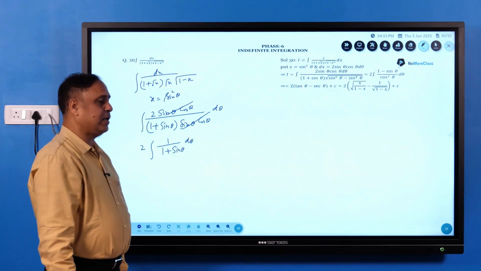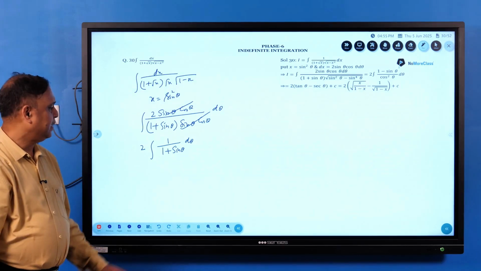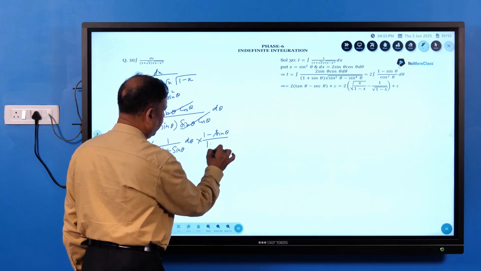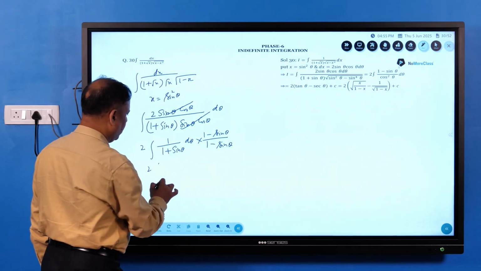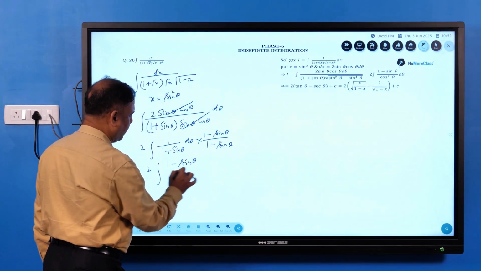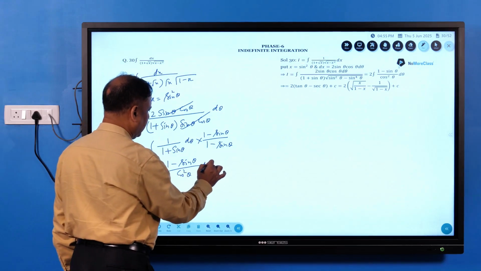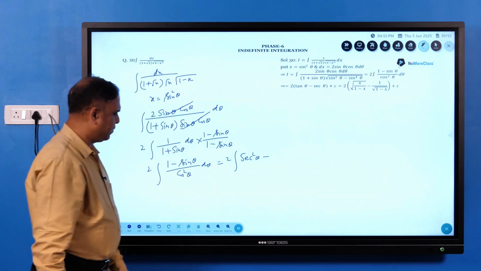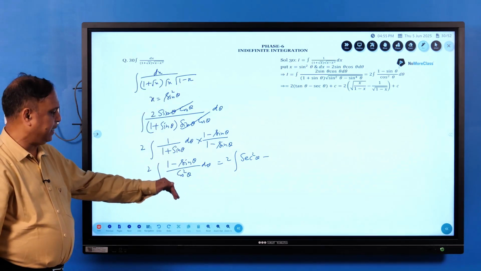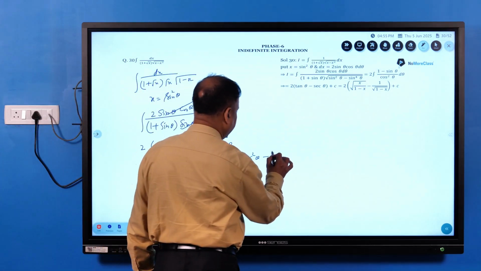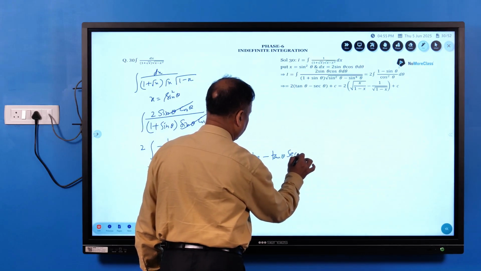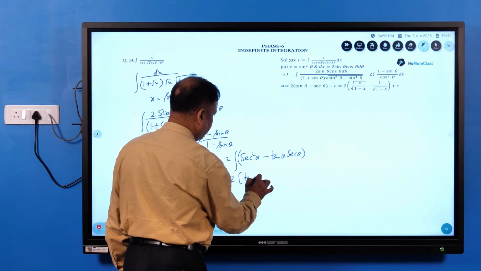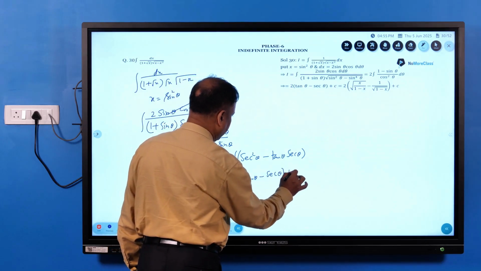Now, depending on what answer is given, in what form we must get, this can be solved in different ways. The simple method is to multiply by 1 minus sine theta upon 1 minus sine theta. So we will get 2 times 1 minus sine theta upon cos square theta d theta, which is 2 times the integral of sec square theta minus tan theta sec theta. So the integration of this is 2 times tan theta minus sec theta plus c.